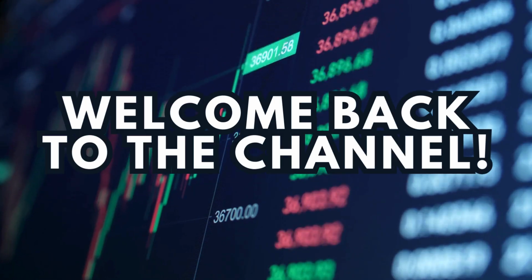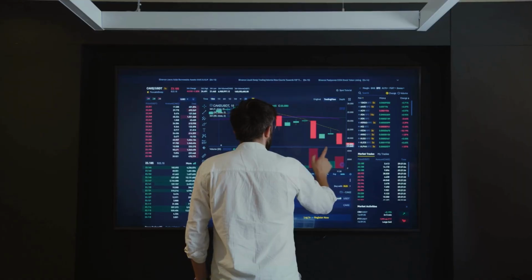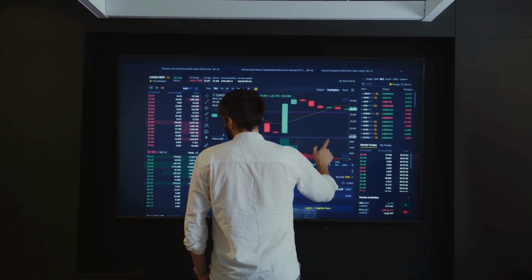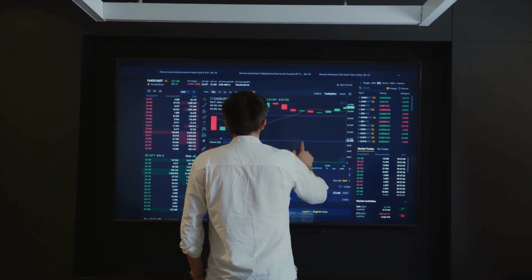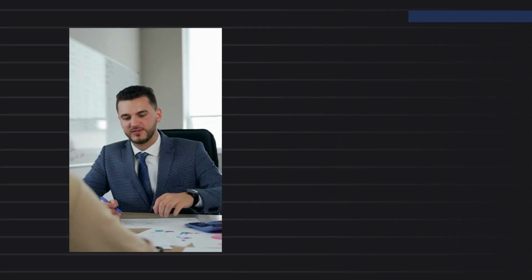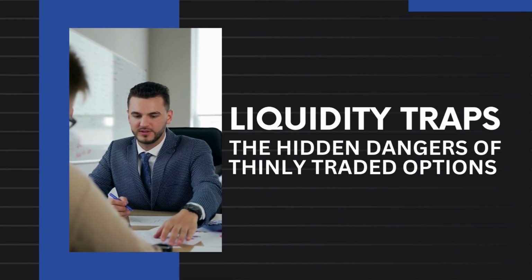Thinly traded options can look tempting: cheap contracts, unusual setups, or big payoff potential. But hidden behind those numbers is a serious risk: liquidity traps. In this video, we'll break down what liquidity traps are, why they're dangerous, and most importantly, how you can avoid them.